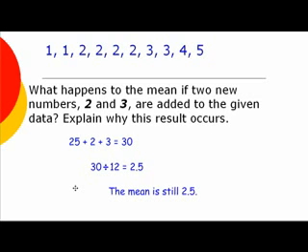So the mean has not changed at all. And if you look at this one, you have 2 and 3. Well, 2 is 5/10 below 2 5/10, and 3 is 5/10 above 2 5/10. So if you add two numbers that are the same distance away from the mean, the mean will not change.